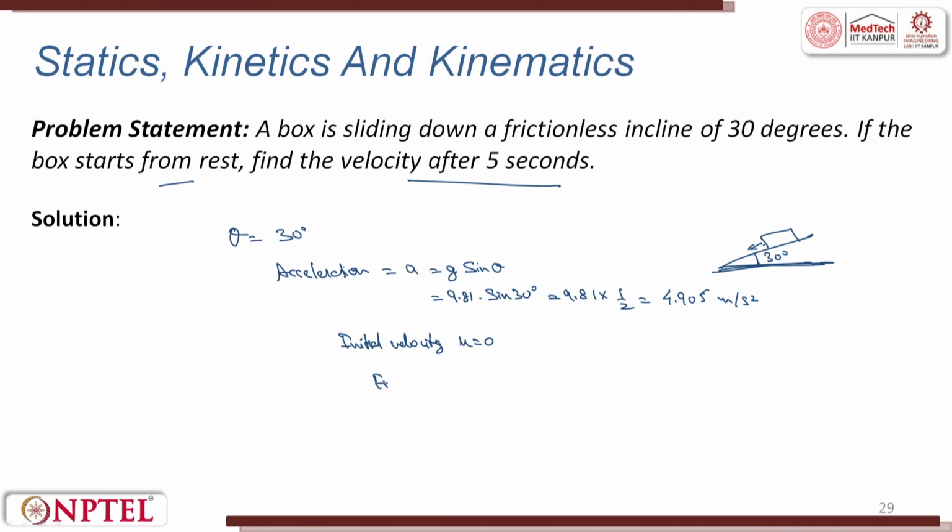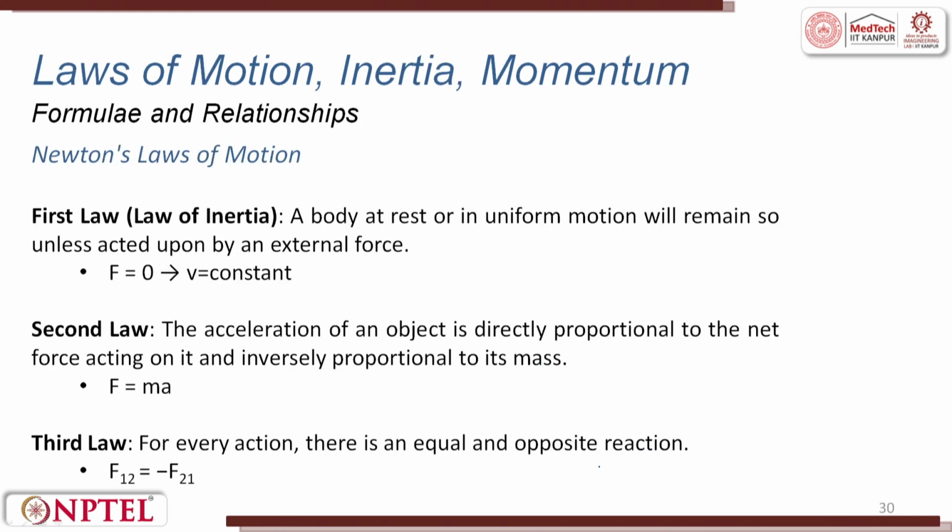Final velocity is to be found, that is v is equal to u plus at. This is equal to initial velocity 0, acceleration 4.905 into time 5. This is equal to 24.525 meters per second. The velocity after 5 seconds is 24.525 meters per second. So, there are certain other problems that you can solve by yourself.